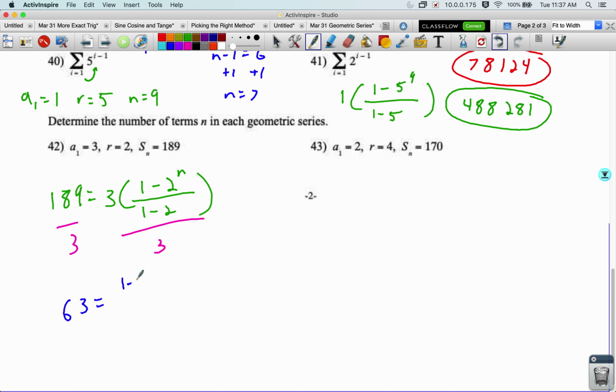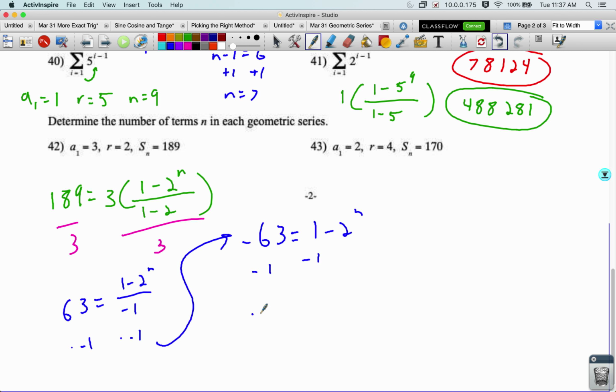And I'll turn this into 1 minus 2 to the n over negative 1. Multiply both sides by negative 1. Get negative 63 equals 1 minus 2 to the n. Subtract 1 from both sides. Negative 64 equals negative 2 to the n. Divide by negative 1. 64 equals 2 to the n.